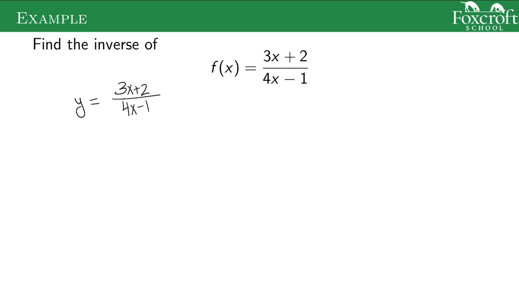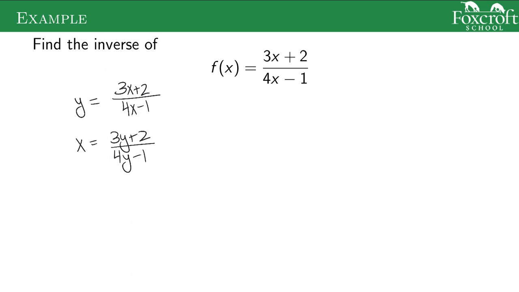Then we're going to change all the x's and y's, so now it's going to be an x here, (3y plus 2) over (4y minus 1). All right, so those steps have not changed at all. Replace the f of x with a y, switch the x's and y's. And now our next big goal is to solve for y. So we somehow want to get our y completely by itself.